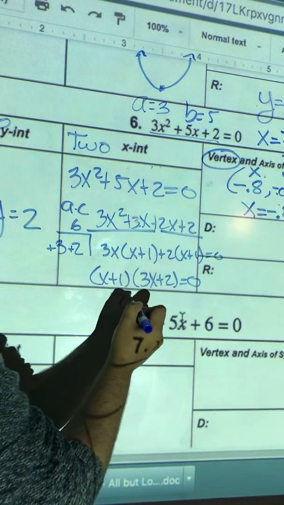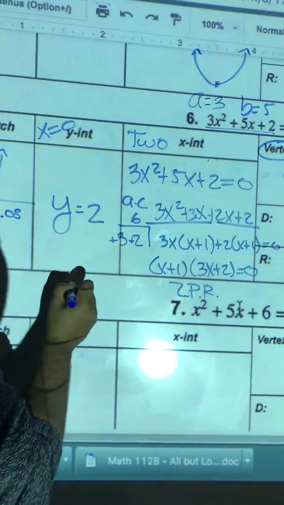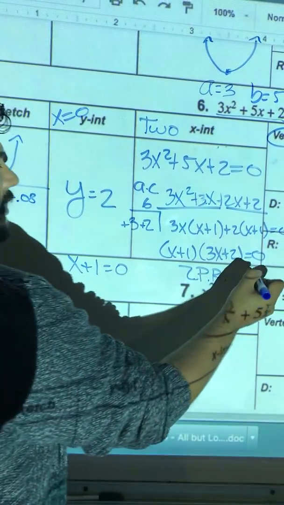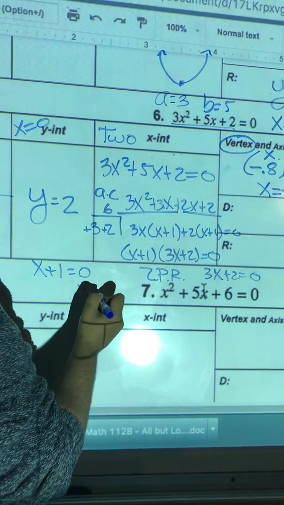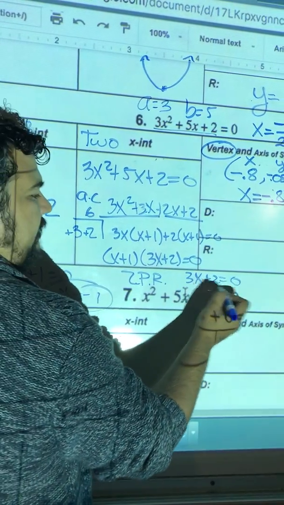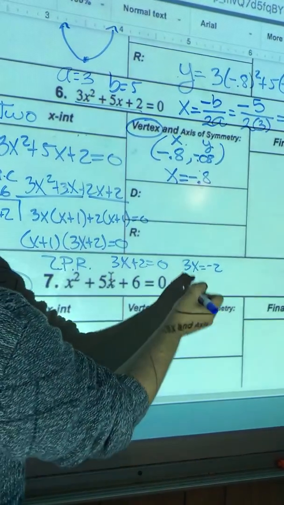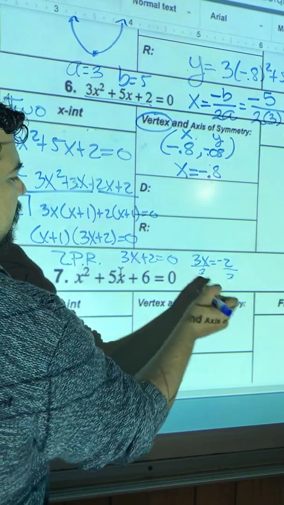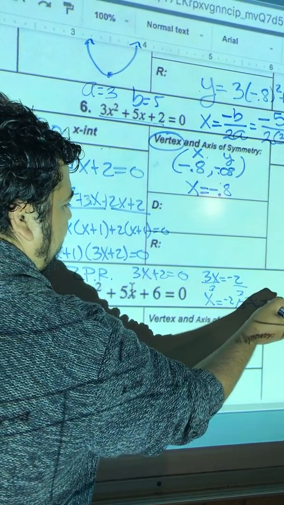The zero product rule says I need to separate them. X plus 1 equals to 0, and 3x plus 2 equals to 0. X must be negative 1. And minus 2, 3x is equal to negative 2. Divided by 3, x must be negative 2/3, or about negative 0.7.